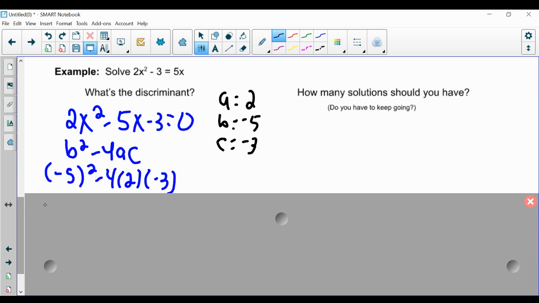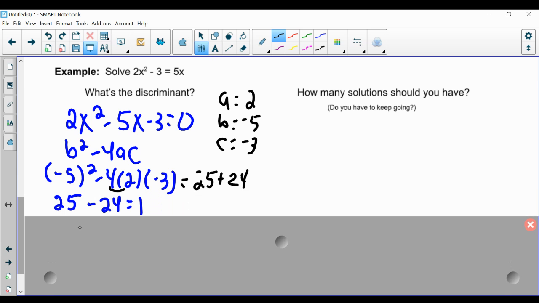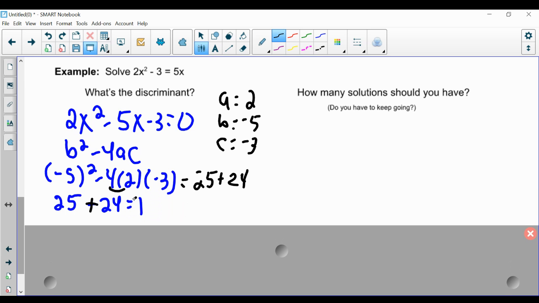When we plug those in, we get 25 plus, right, 25. I added a different number in my mind. 25, and then we have 4 and 2, which is 8, times 3, which is 24. A negative and a negative is a positive, which gives us a positive 49. Once again, we have a positive discriminant, so we have two real solutions.